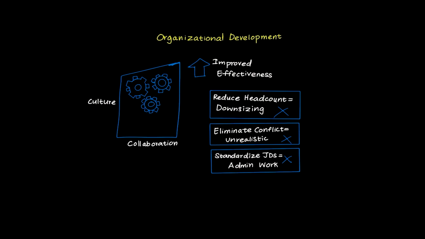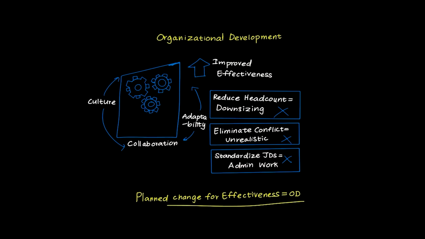Here's a WGU D351 OA exam tip for you. Planned effort, behavioural science, improve effectiveness, or organisational change all point to organisational development. Quick recall hook. Planned change for effectiveness equals OD.